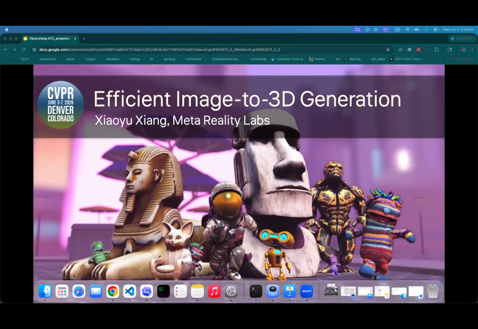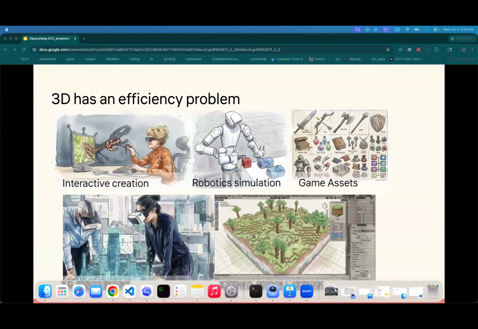If generation takes an hour, it's an offline tool. And if it takes 1 minute, it is a waiting user experience. And if it takes a few seconds, it starts to become interactive. So this talk is partly about 3D generation and partly about my personal impatience with the progress bar. So 3D generation is becoming relevant to many areas: interactive creation, XR, robotic simulations, game assets, and more.